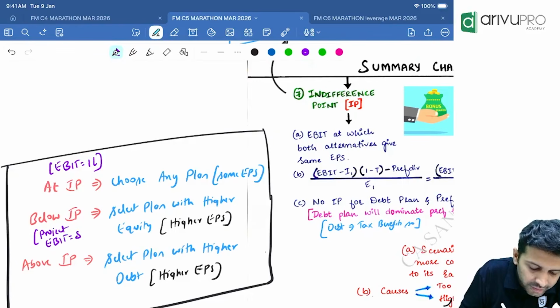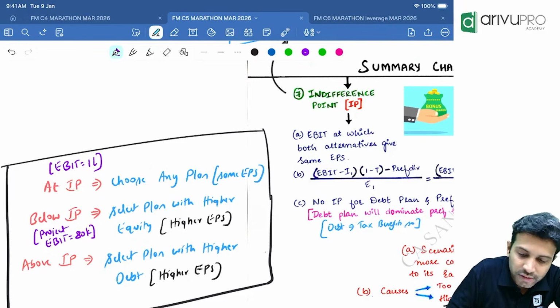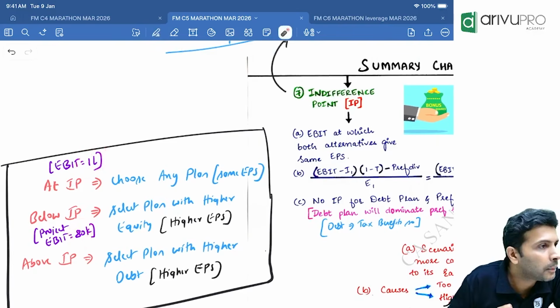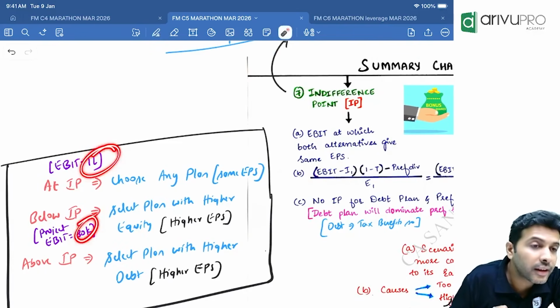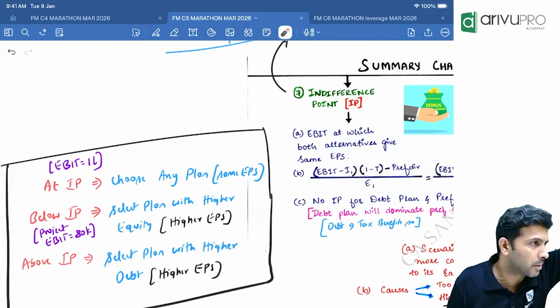EBIT only 80,000. Only how much, sir? 80,000. Sir, what is this 1 lakh? Are you able to appreciate the difference between 1 lakh and 80? Tell me, what is the difference between 1 lakh and 80? 1 lakh is the ideal number. 1 lakh is the benchmark.